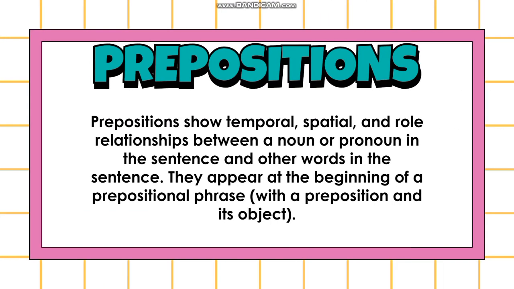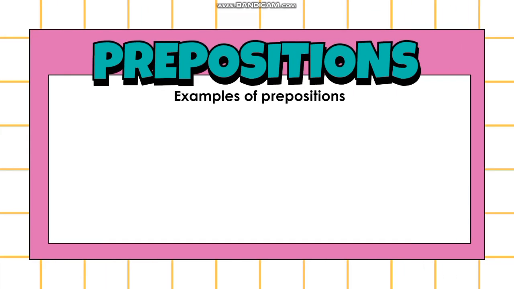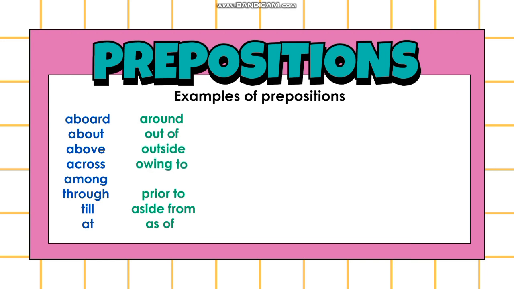Let's talk about another part of speech, prepositions. Prepositions show temporal, spatial, and role relationships between a noun or pronoun in the sentence and other words in the sentence, and they appear at the beginning of a prepositional phrase with a preposition and its object. Now here are some examples of prepositions.